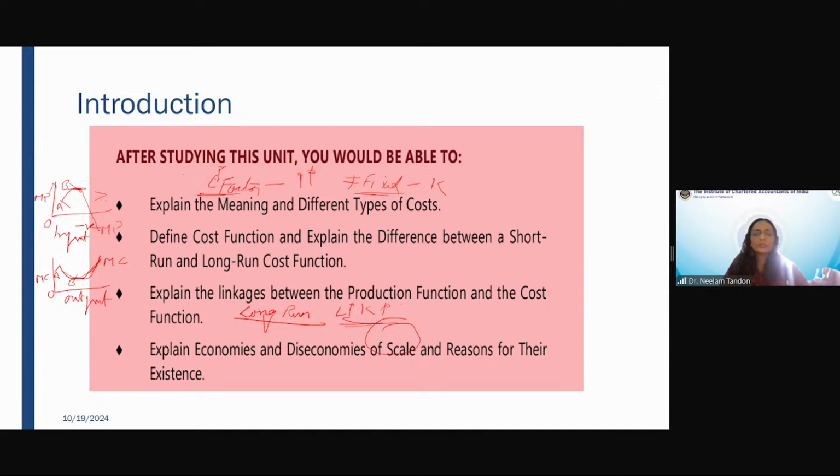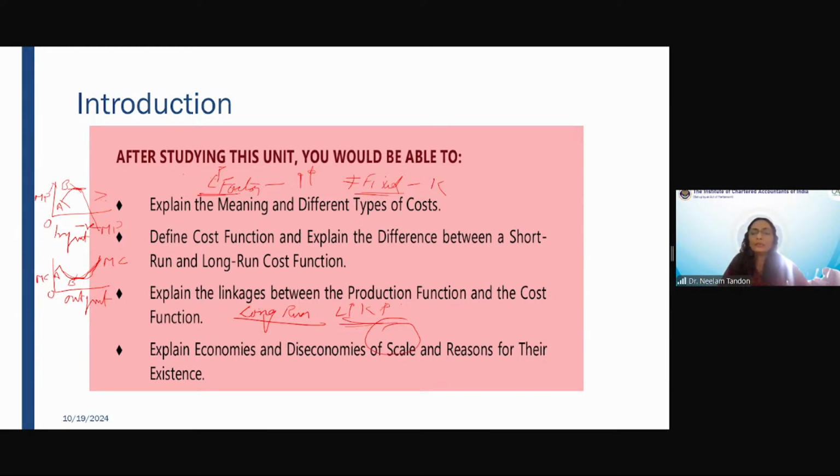Number one, returns to factor, returns to scale. Returns to factor is short term and returns to scale is long term. Number two, in returns to factor, one factor remains fixed and the other factor is variable. And in returns to scale, all the factors are variable. And then we had shared that in returns to factor, there are three stages: increasing returns to factor, diminishing returns to factor, and negative returns to factor.